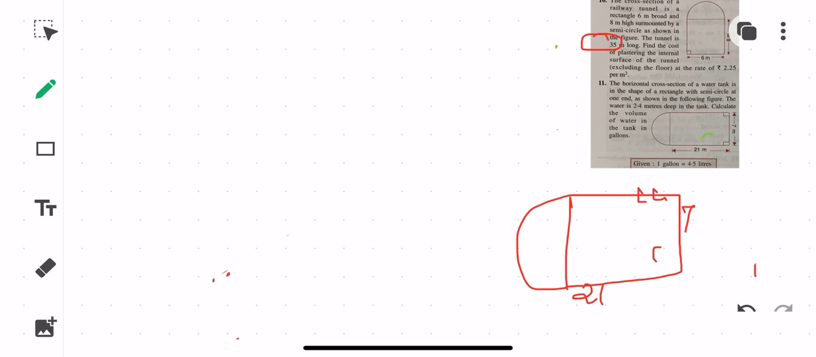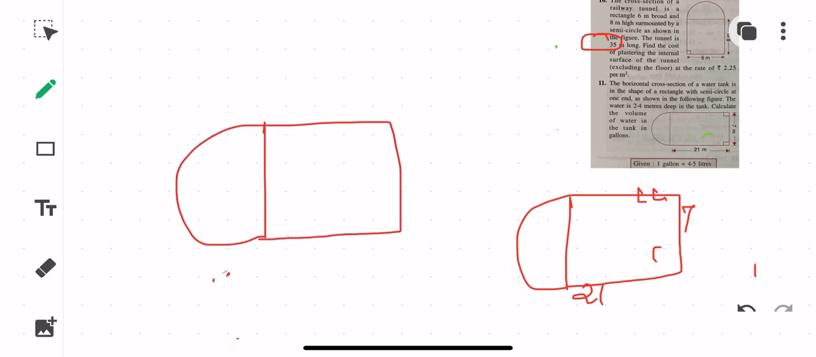And then what they are asking is the horizontal cross section. So what do you see, children, that this is the figure of a cross section of a water tank. So here what do you need to find out? They have given that length has been given as, if you just see, children, suppose this is my figure, I'll just draw it and explain it to you, because this has been given as 21 and this has been given as 7.